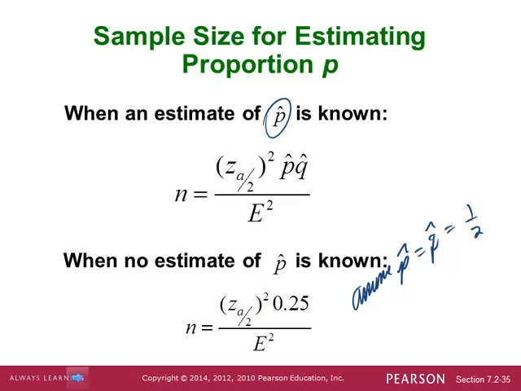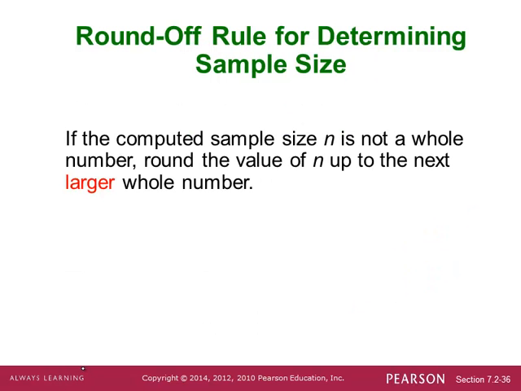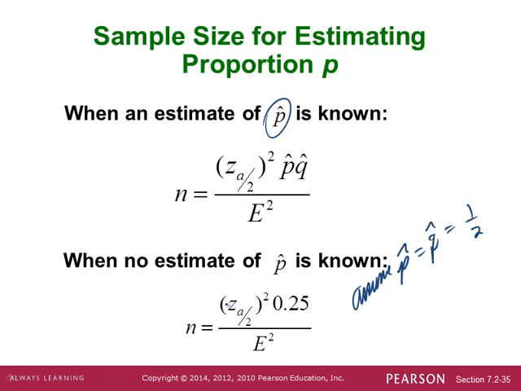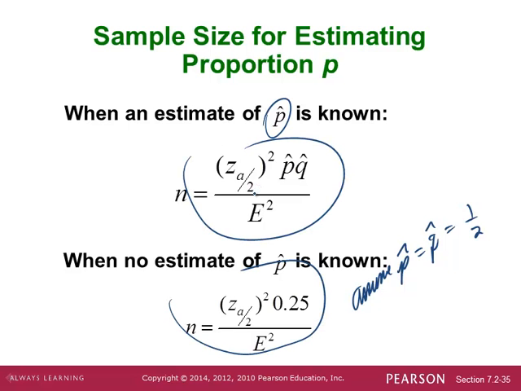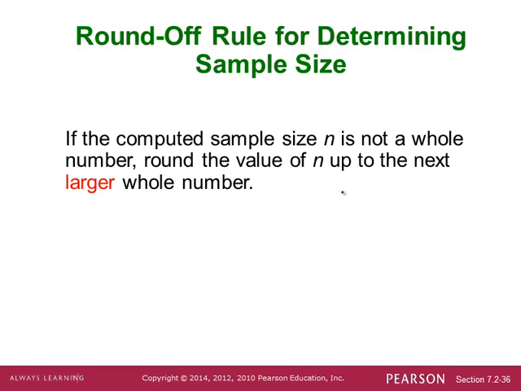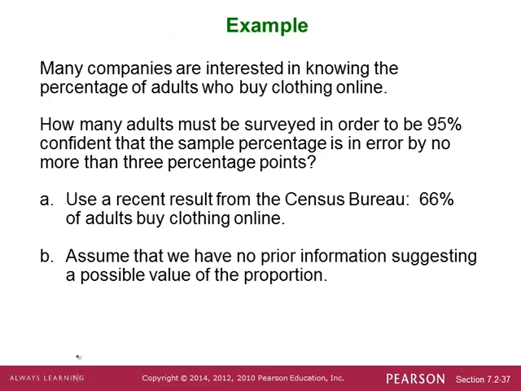Okay? So I think we have an example here. By the way, when we do this calculation, let me go back one. When we do this calculation here or here, we're going to probably get a decimal. What we're basically saying over here is to round up. Round up to the larger integer. Because if you round down, then you won't get within the margin of error that we had wanted.